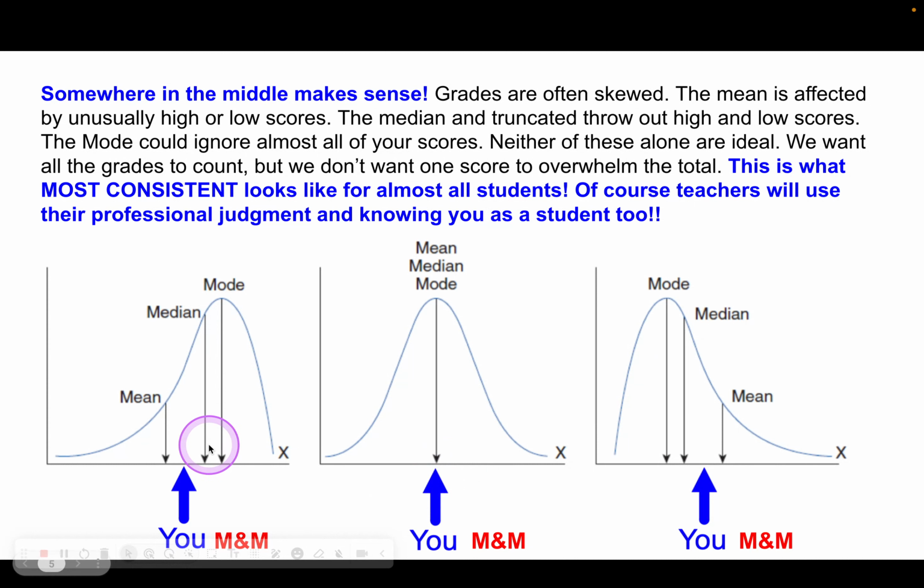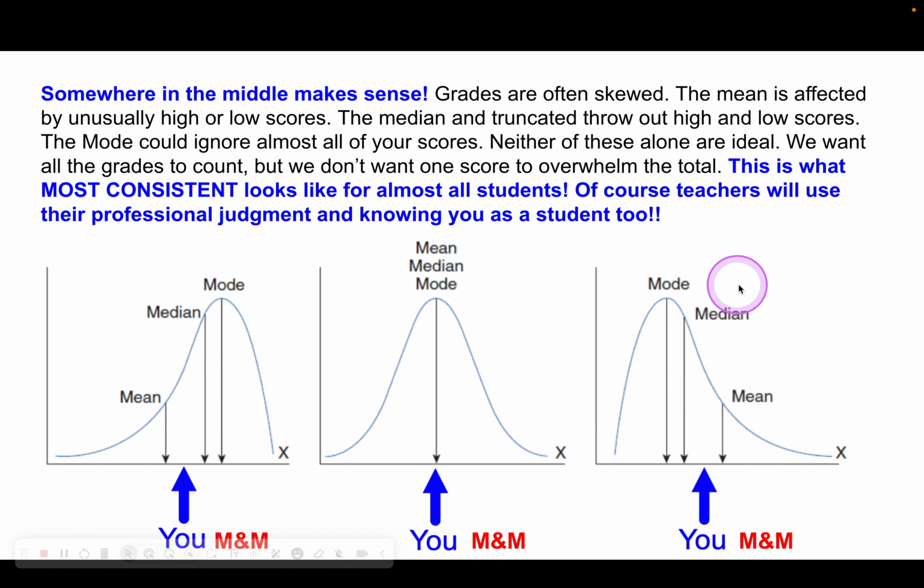Now, this could be the student over here on the left, where they have maybe mostly one type of grade, but then they have one or two lower grades somewhere in their distribution. So the mean is going to get pulled down from the median. So your median might be closer to where all your grades were, but then the mean is going to be affected by those outliers. And in this case, on the left, that's because you had a couple of lower grades than all your other ones.